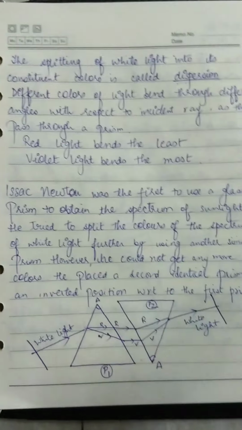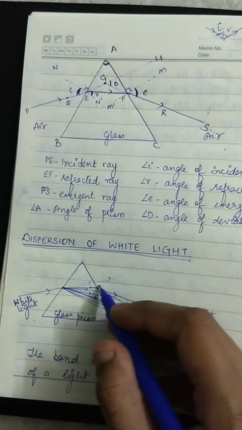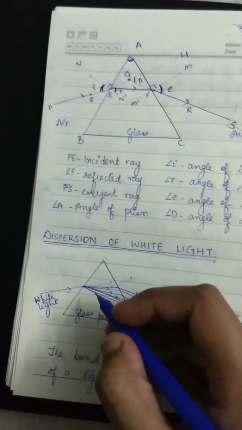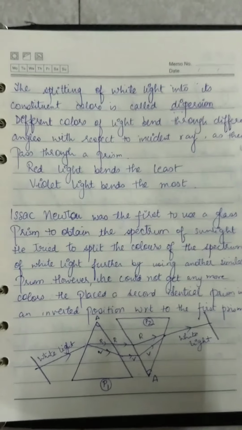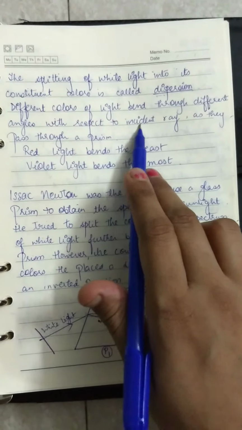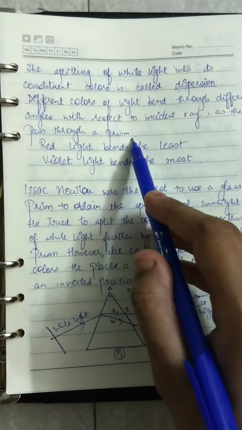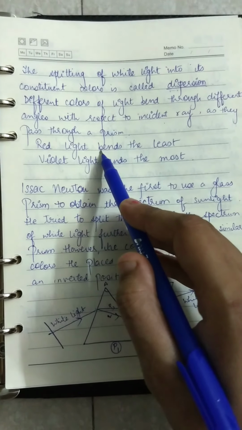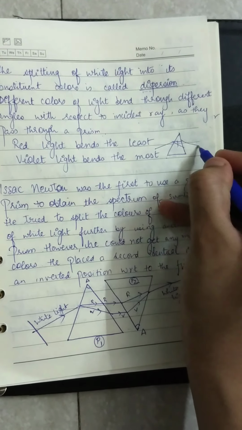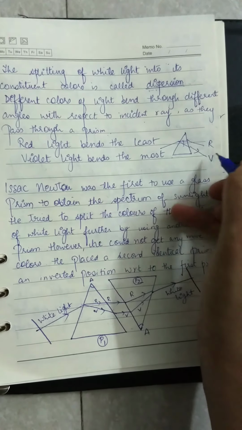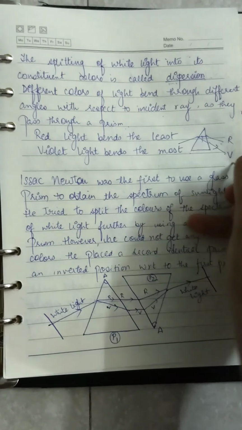Different colors of light bend through different angles. Here you can see different light rays are refracting at different angles because the angle of refraction is different for all the light rays. So the light rays bend through different angles with respect to the incident ray as they pass through the prism. Red light bends the least. Here a prism is there, this is red light and this is violet. So red light is bending the least and violet is bending the most.